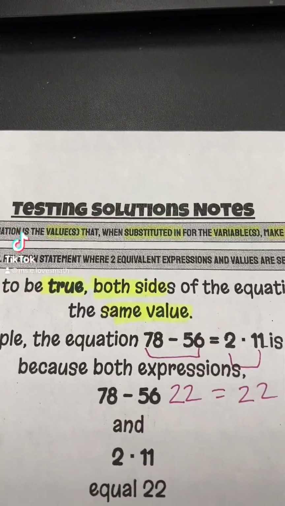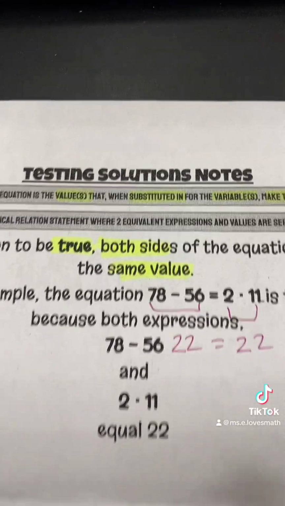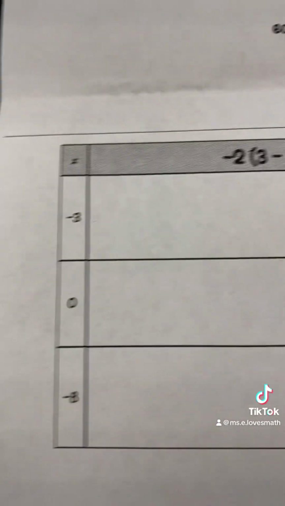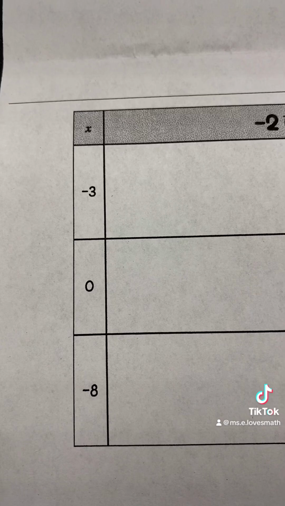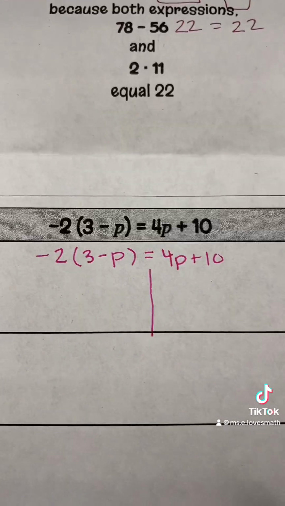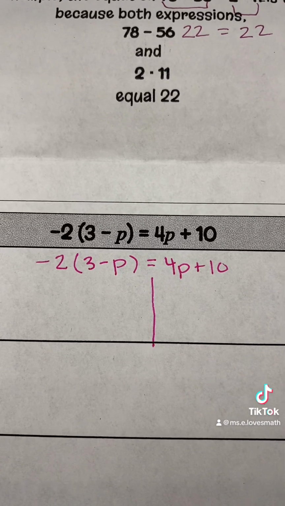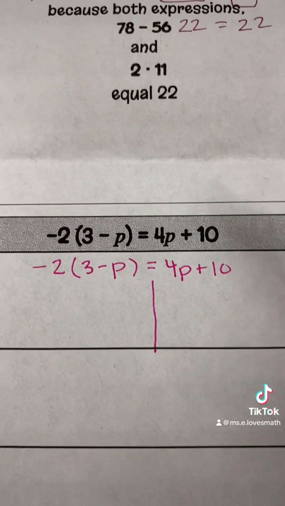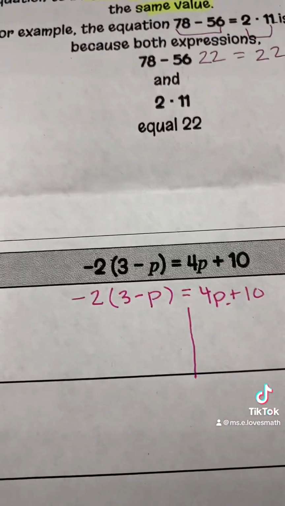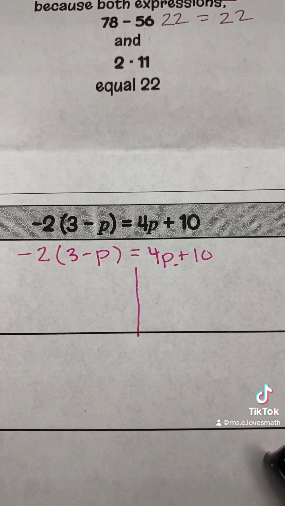Today we're going to be testing solutions to equations. So we're going to start with an equation and we're going to test different options for solutions for our variable to see which one makes our equation true. First, start by writing your equation. Now we are going to test out values for p to see which value makes our equation true.